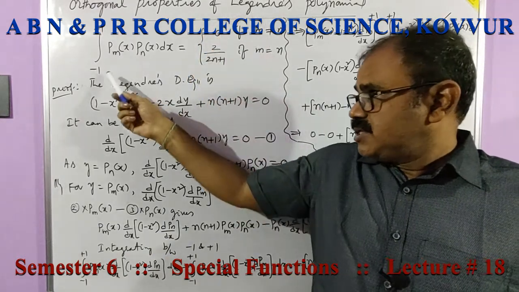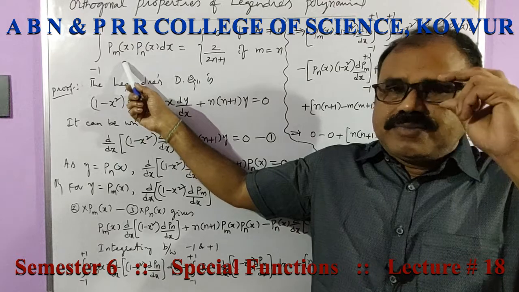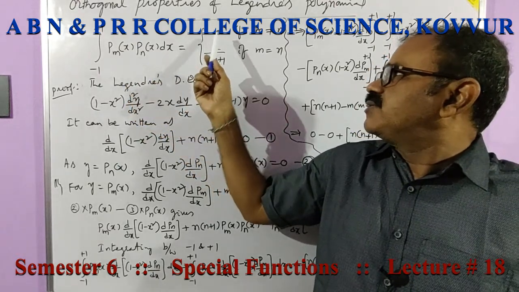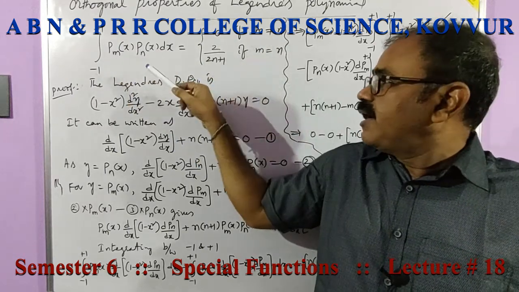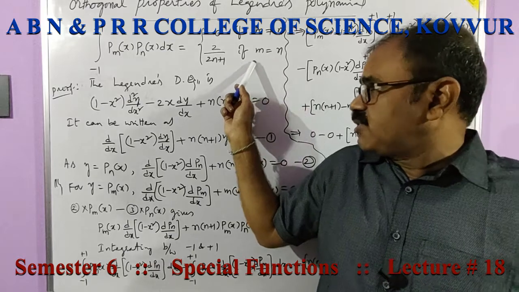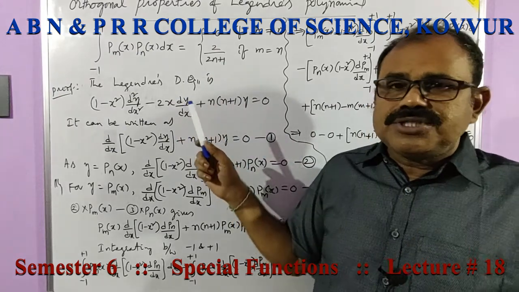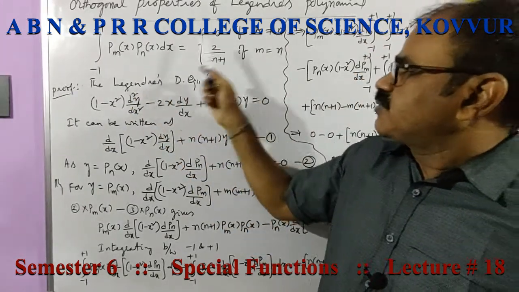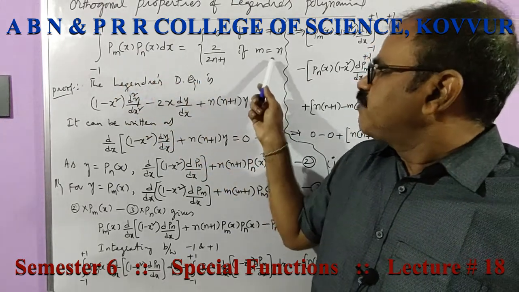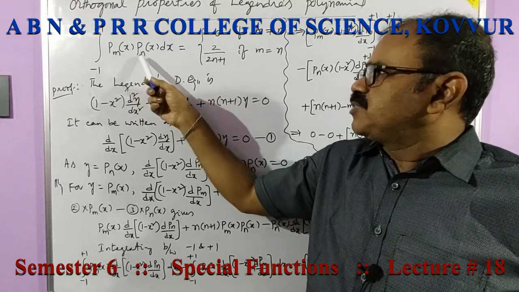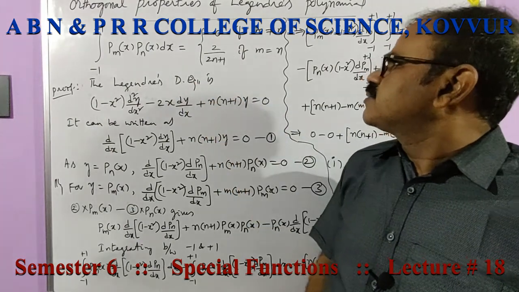What are those? We have to show that the integral from -1 to +1 of Pm(x) Pn(x) dx is equal to 0 if m is not equal to n, and if m is equal to n, then that is equal to 2 by (2n plus 1). These are two integrals we have to prove. When m is not equal to n, we have to prove the integral from -1 to +1 of Pm(x) Pn(x) dx is equal to 0, and when m is equal to n, the integral of Pn(x) whole squared dx is equal to 2 by (2n plus 1).